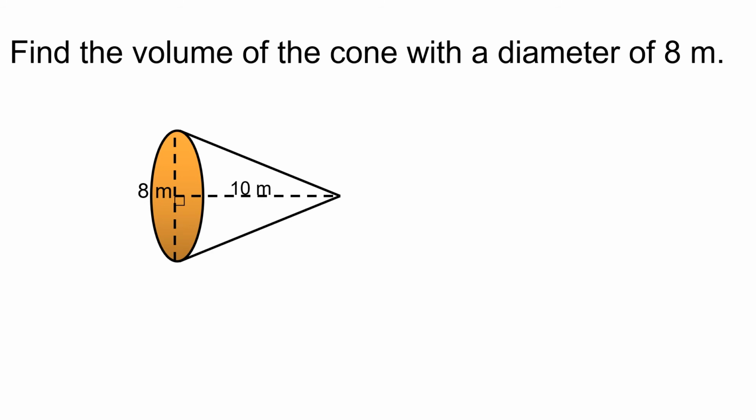Find the volume of the cone with a diameter of 8 meters. Now, before you attempt, what can you say about the diameter? Yes, it is twice the size of the radius, which means if our diameter is 8 meters, our radius will be 4 meters. So go ahead and find the volume of this cone.